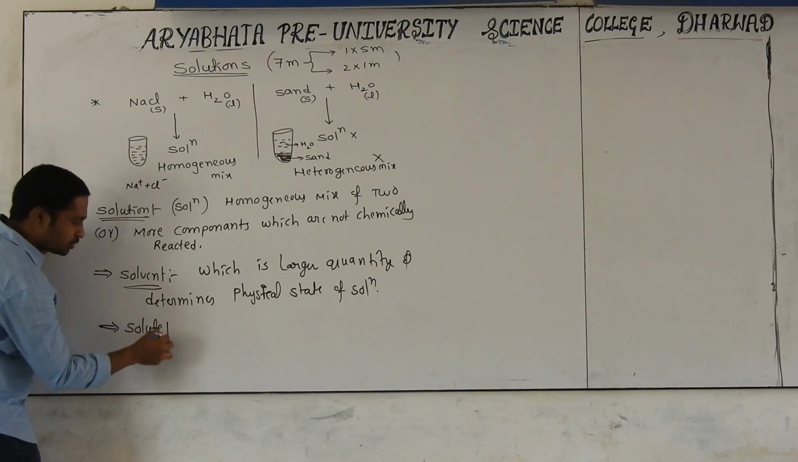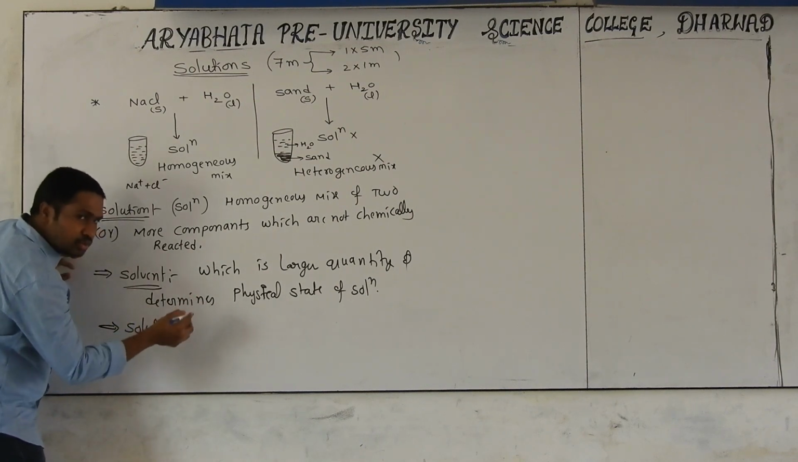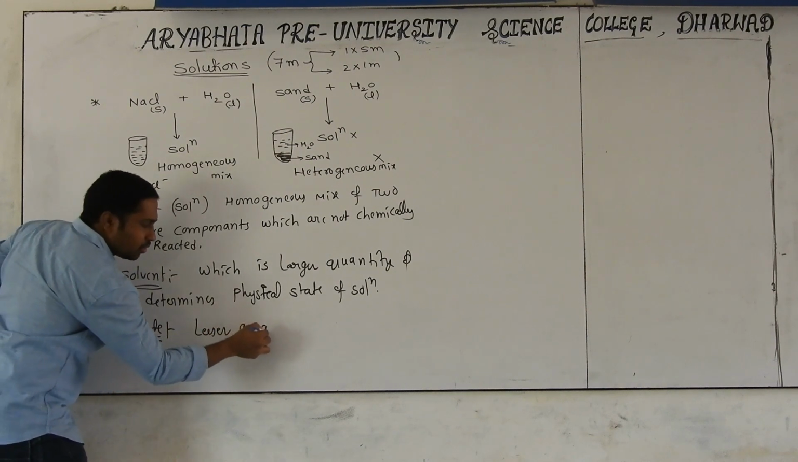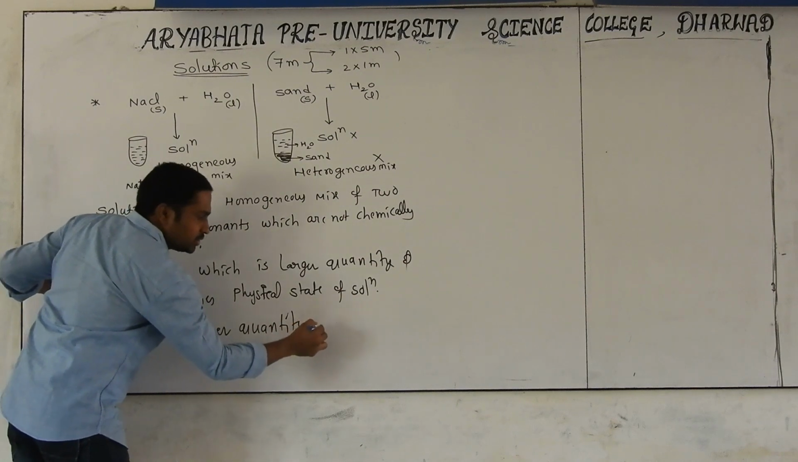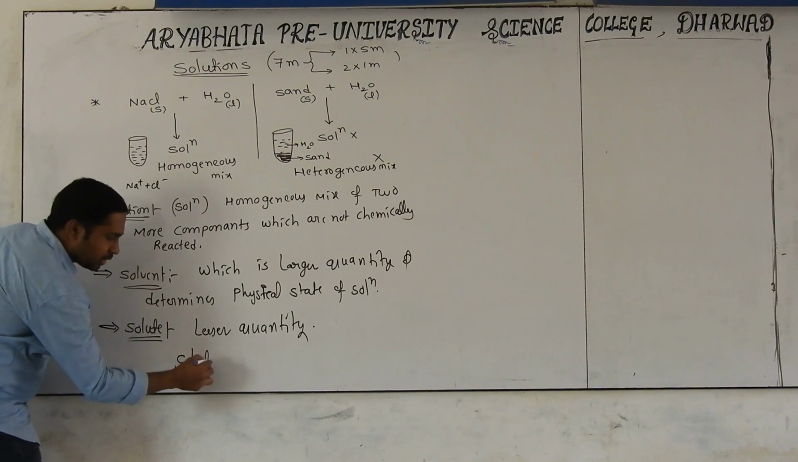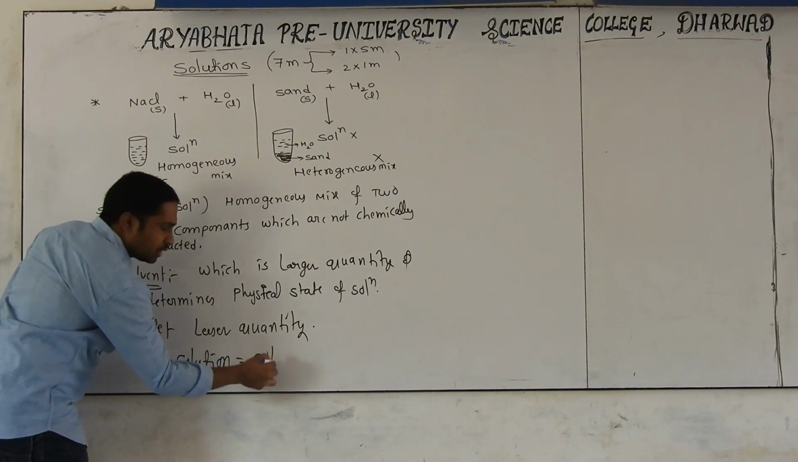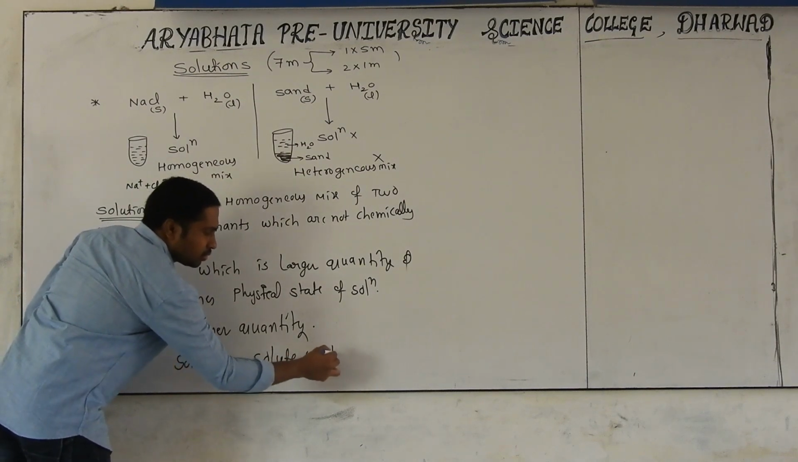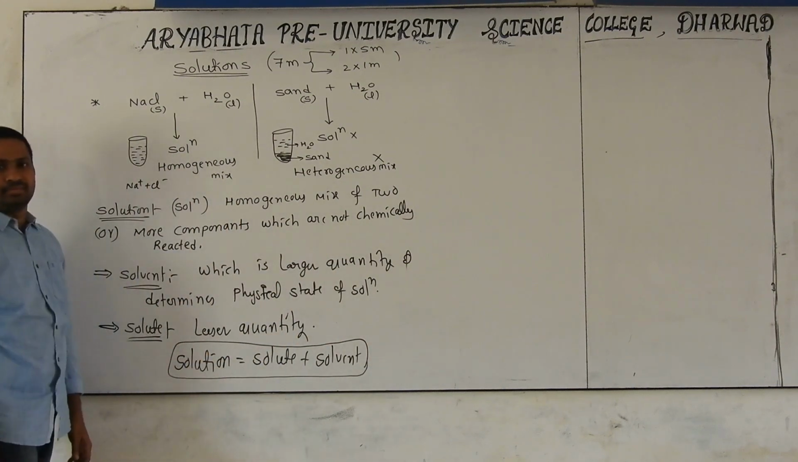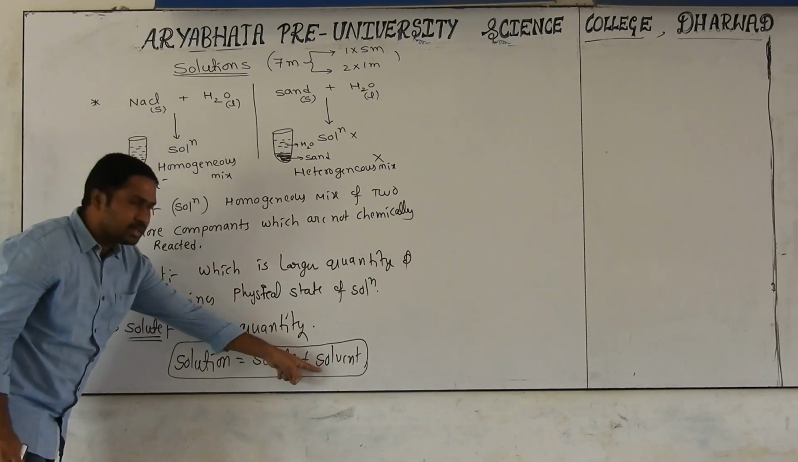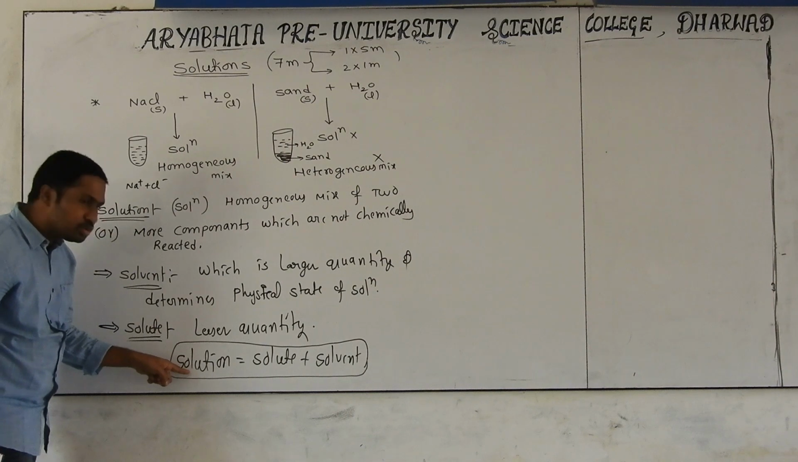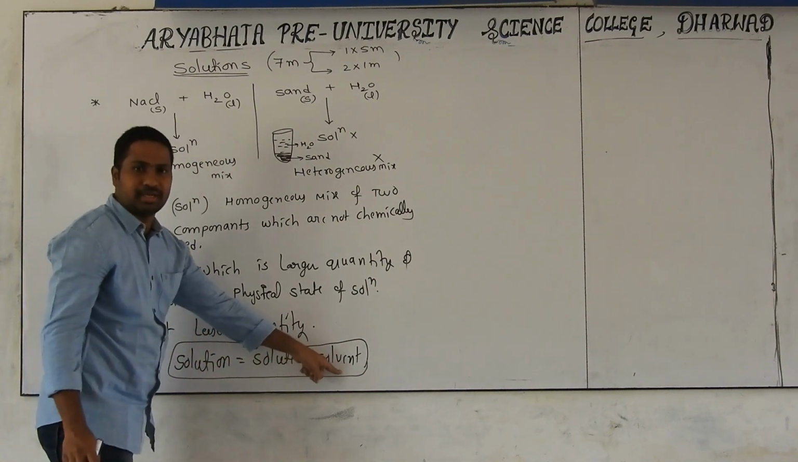After that, one more definition, solute. In the solution, the component which is in lesser quantity is called the solute. We always write the solution as one formula: solution equals solute plus solvent. By mixing solute and solvent we get a solution. The component in larger quantity is the solvent, the one in lesser quantity is the solute, and the physical state of the solution depends on the physical state of the solvent.